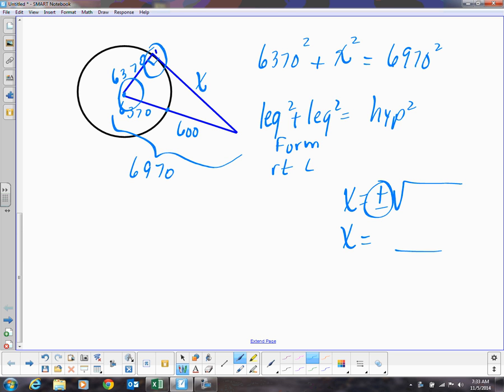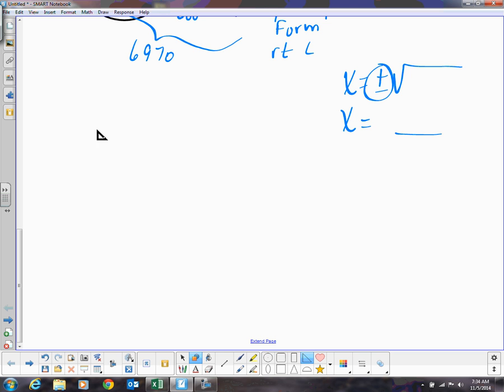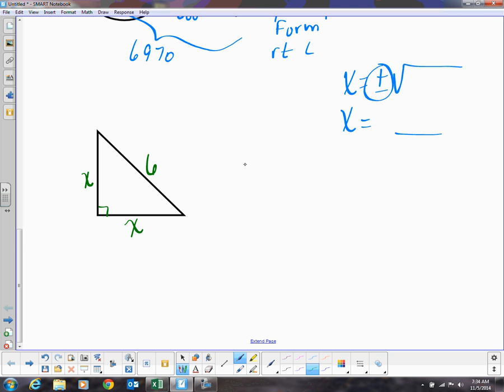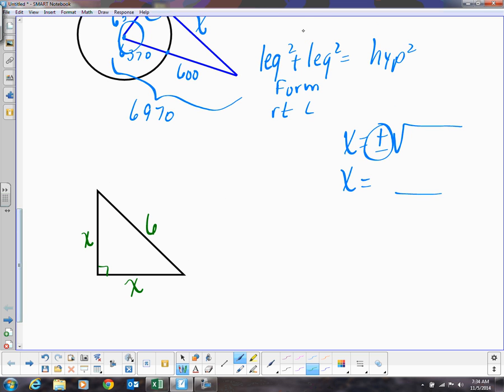So on 20, we have, this is 20. They told us that this is x, and this is x, and this is 6. And there's the right angle. How do we set up this equation? Eric? Where's the right angle? Right here? What forms the right angle? Yeah, but what segments form it? So those are the what?